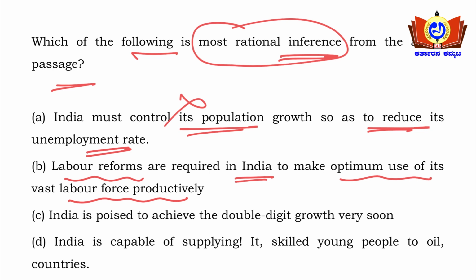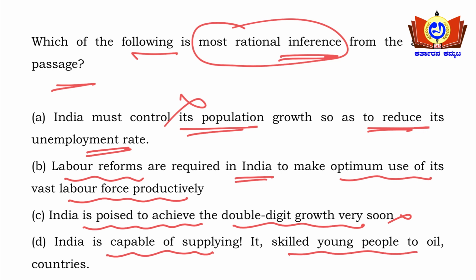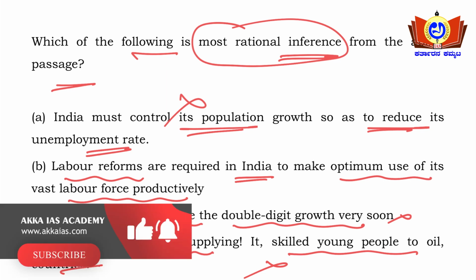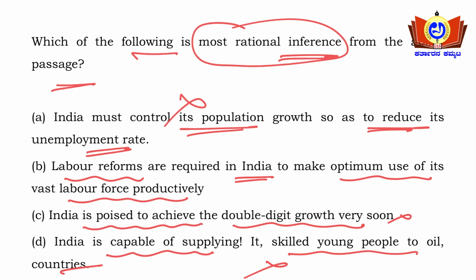We'll examine C and D as well. India is poised to achieve double-digit growth very soon. No, this also cannot be inferred directly from the passage. India is capable of supplying its skilled young people to oil countries. No, this can be ruled out for being too specific, where the passage is silent. So option B is the most probable and right option, guys.